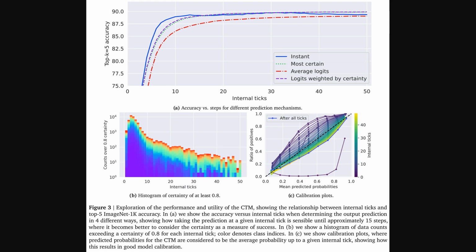And finally, panel C presents calibration plots. Model calibration, well, it's a measure of how trustworthy a model's confidence scores are. So if a model says it's 80% sure, a well-calibrated model would be correct about 80% of the time for those predictions. These plots show that averaging the predicted probabilities up to a given internal tick results in good model calibration, meaning its confidence aligns well with its actual correctness.